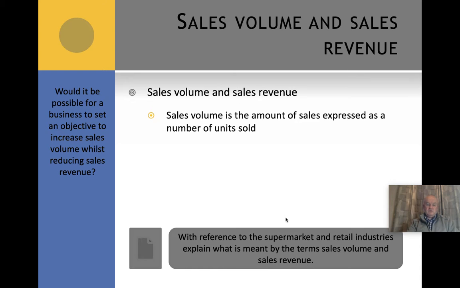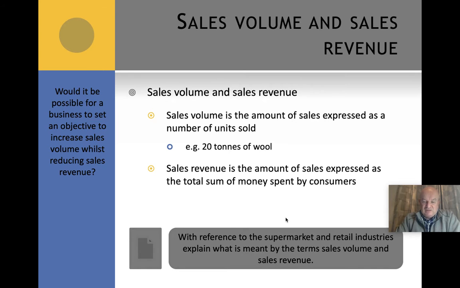Sales volume is basically the amount of sales expressed as the number of units that you've sold. So the volume of items that you've sold, the number of units, would be your sales volume. So for instance, as an example, if we sold 20 tons of wool, that would be the sales volume. The sales revenue is the amount of sales expressed as the total sum of money spent by consumers. So in this case, if we sold 20 tons of wool and we sold that at £10 per tonne, then that would give us a total sales revenue of £200 in total.